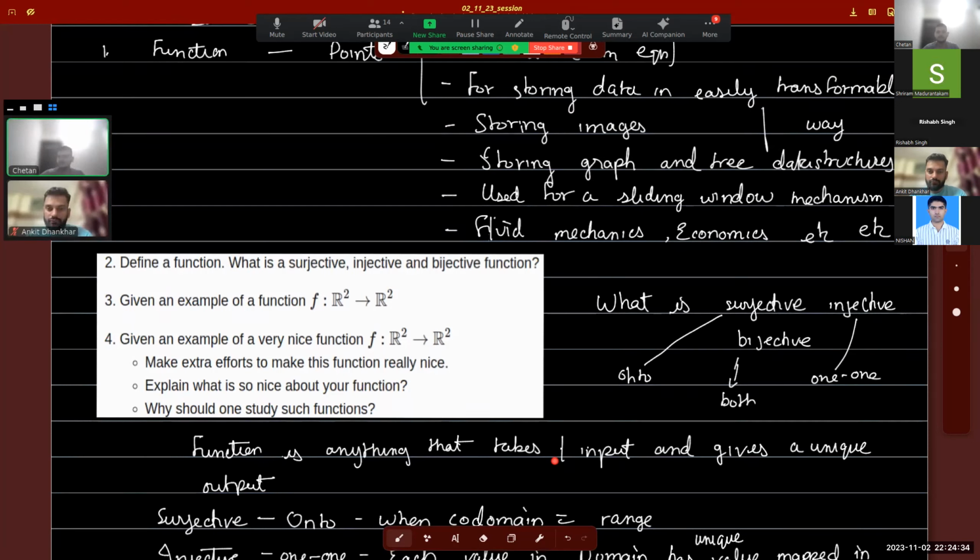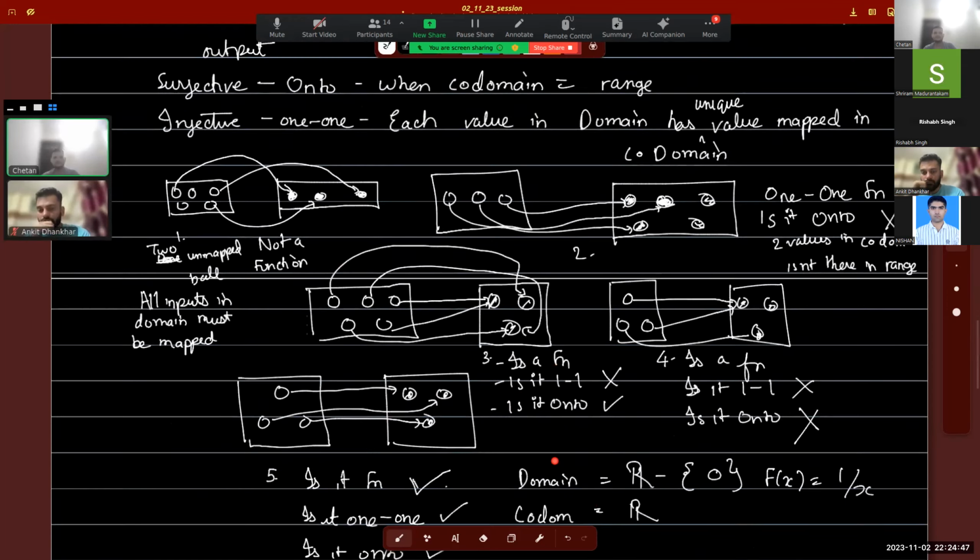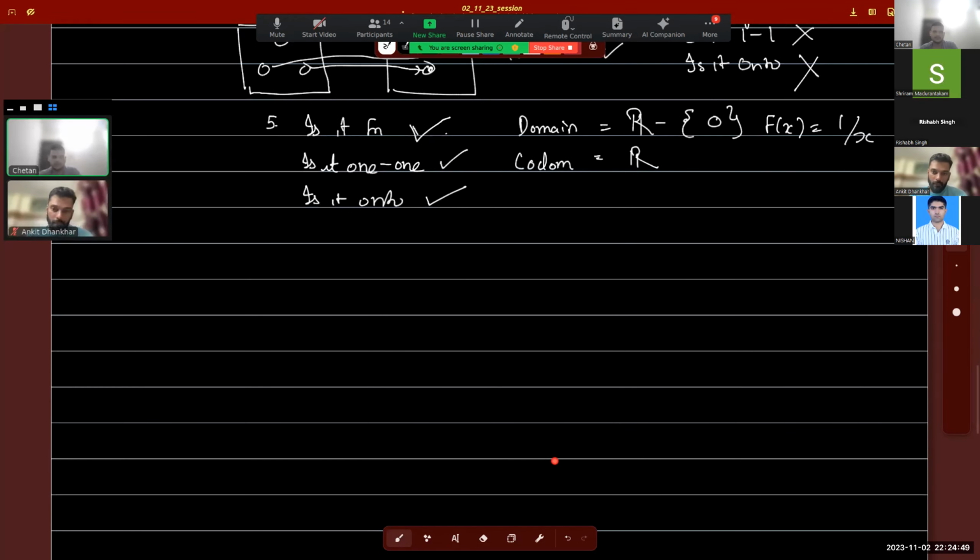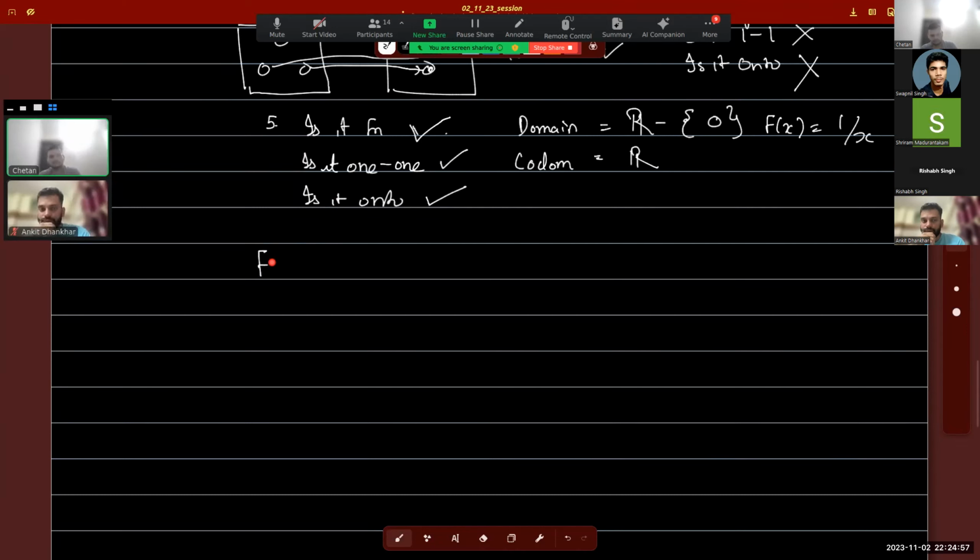So, give an example of a function from R2 to R2. Give one example of a function where I'm taking an input from R2 and my output is in R2 as well. That is, two-dimensional input and two-dimensional output. Any function. f(x, y) is equal to (x plus y, x minus y). Right, that's one such example.